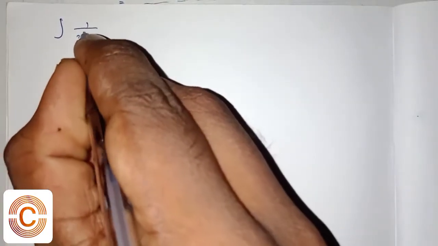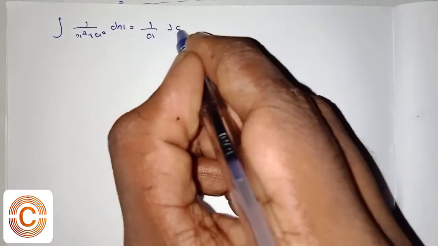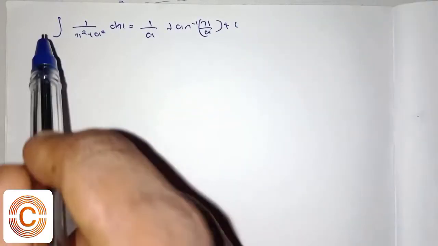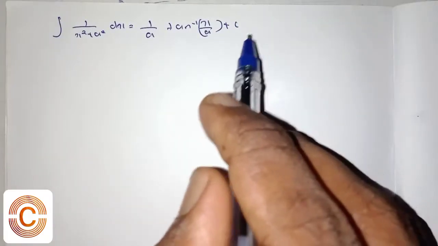So in mathematics, in each and every theorem, there is an importance. I mean that we learned how to find the integral of 1 divided by x square plus a square dx, which is equal to 1 divided by a into tan inverse of x by a plus c also. It is an indefinite integral, so put a plus c here.